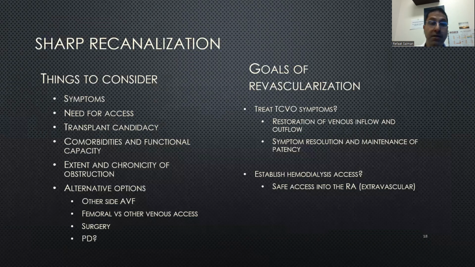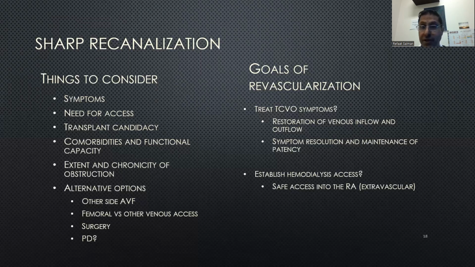For the sharp recanalizations, there are things to consider. Symptoms at the end. So you are not treating images. So you check if the patient has SVC syndrome or not. If there is a swelling, there is an indication for your procedure. Otherwise, we are not recanalizing asymptomatic patients unless we have a reason for that, like preparation for transplant. Do we need an access? We don't have another access, and we have to recanalize. This is also a reason in asymptomatic patients. And how extensive is the chronicity of the obstruction? How long is the obstruction? We have alternative options, other side for AV fistula or femoral access surgery or peritoneal dialysis, things to be considered to avoid sharp recanalization.